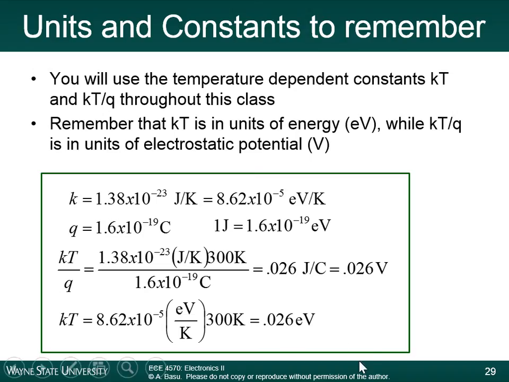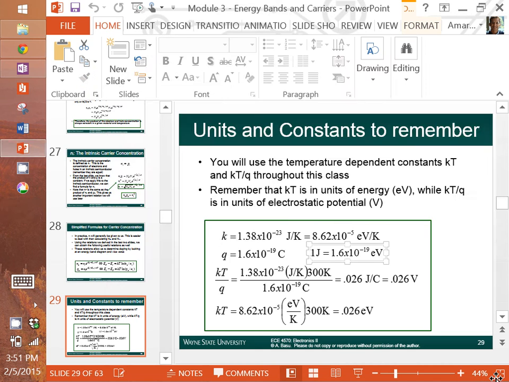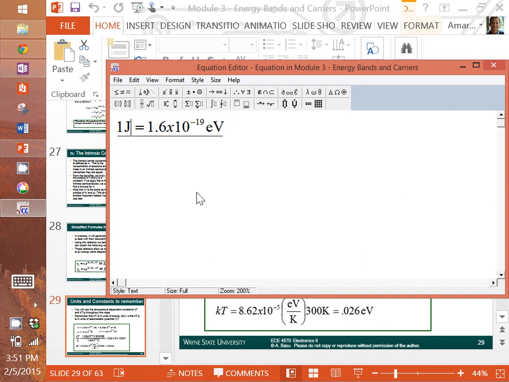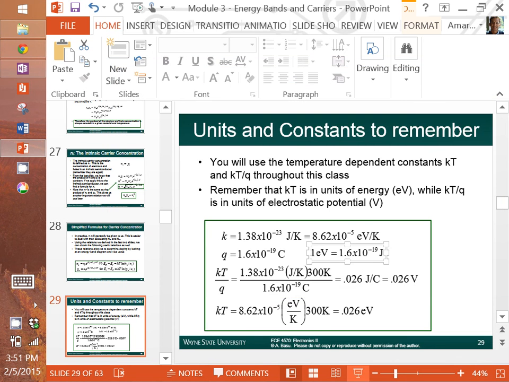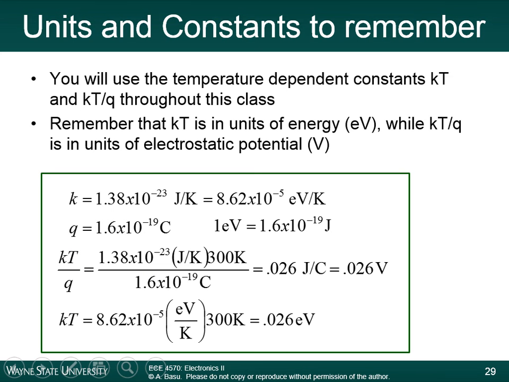1 joule is equal to one point... Oh, this is incorrect. Let me fix this here. 1 electron volt is equal to 1.6 times 10 to the negative 19 joules. So, sorry for that. Please do fix that in your notes.